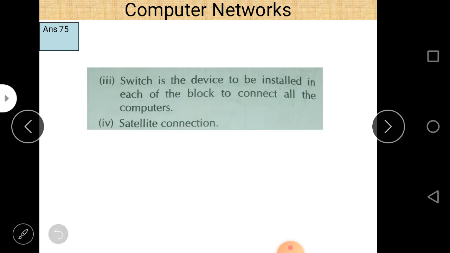And part third: suggest an efficient device to be installed in each of the blocks to connect all the computers. To connect all the computers within a building, we use a switch. That is the same as the previous question.